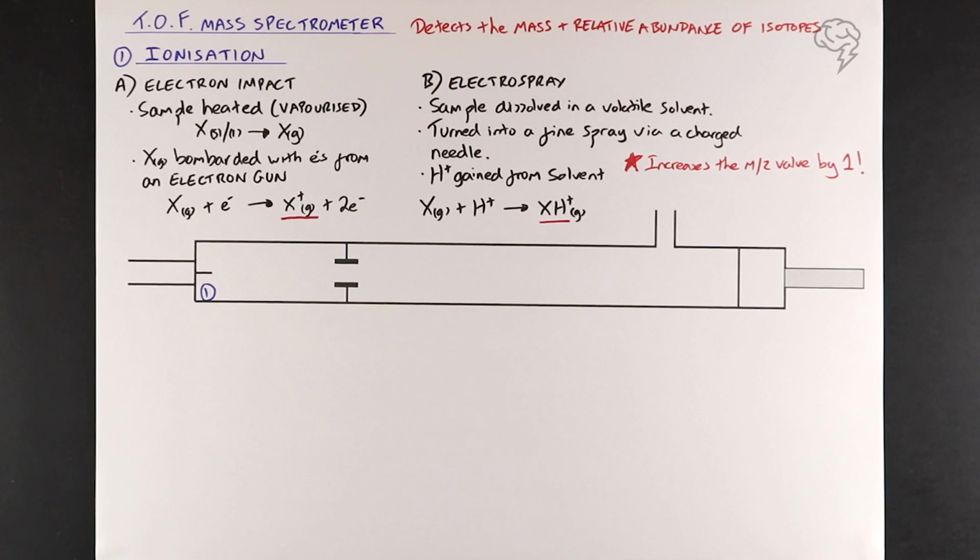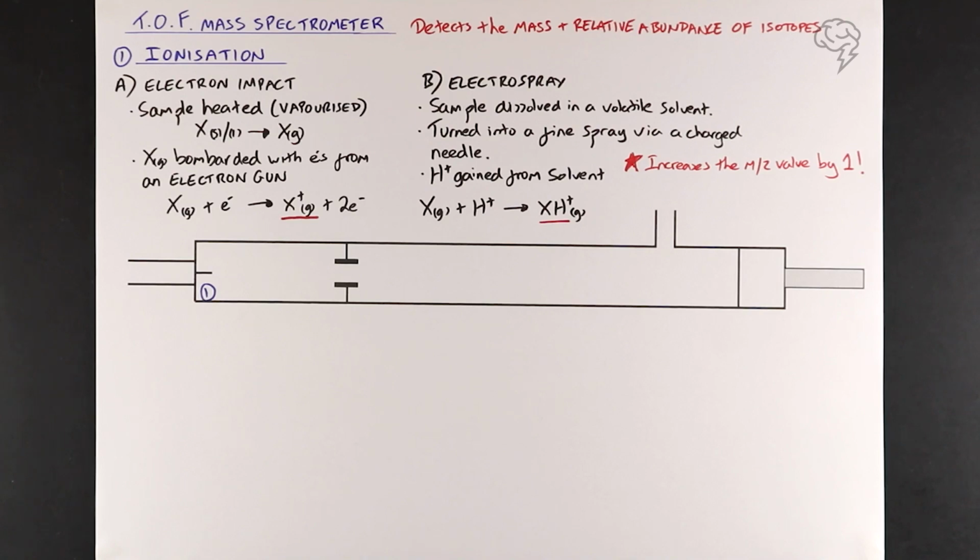What I will say at this point is that electron impact is by far the most commonly questioned about. Electrospray is not actually mentioned in AQA, but it's still there. You do need to know it, okay? So electrospray ionization, be aware of it, and what the consequences of that are.